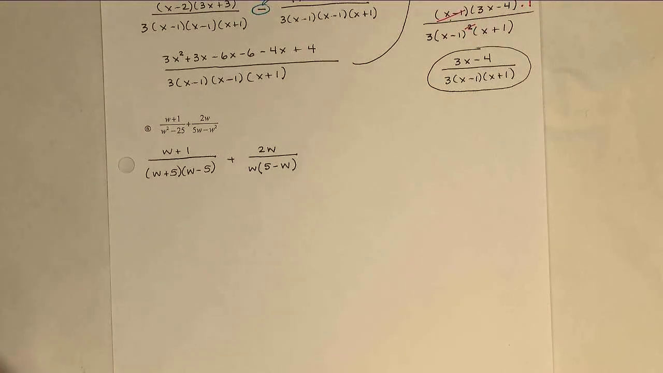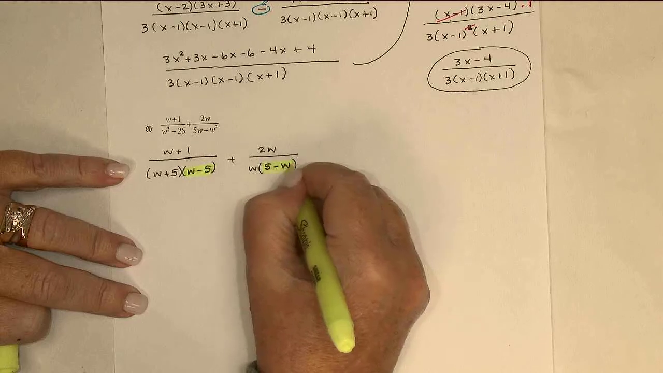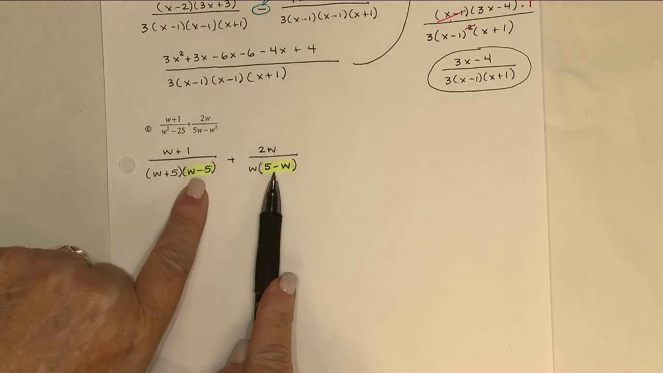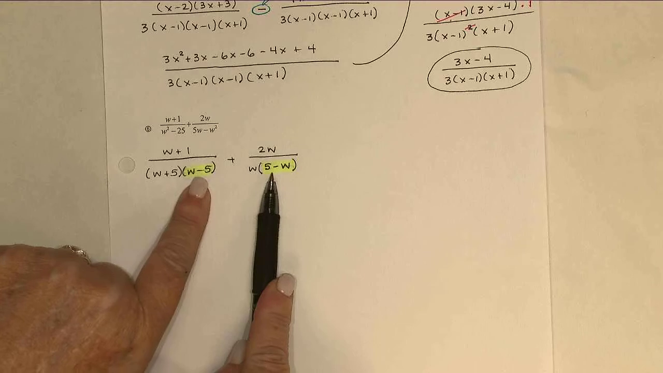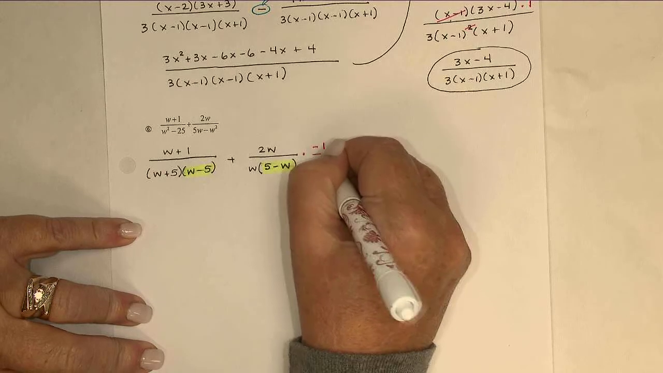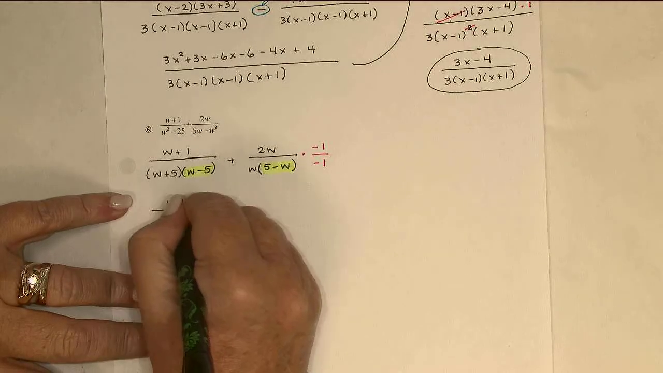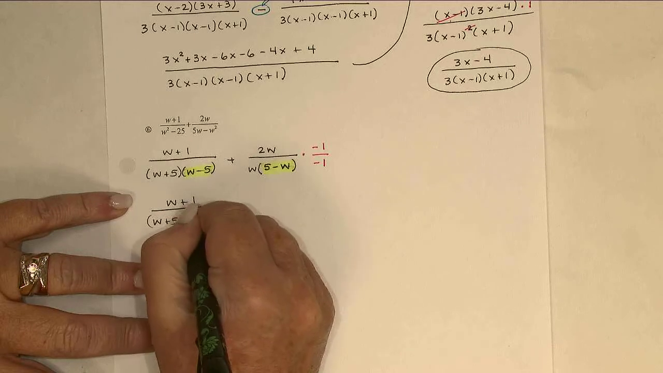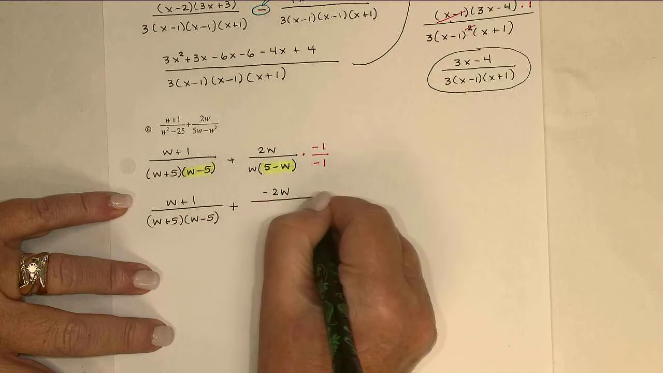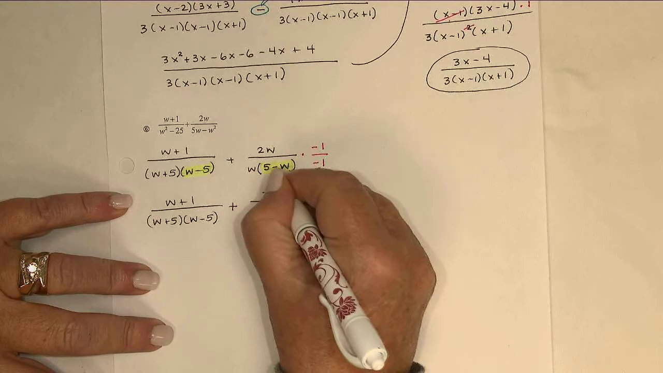Now, before I actually identify my LCD, I'd like to concentrate for a moment on these two very similar factors in the two denominators. We've seen this kind of thing before. In fact, what we know is that one of these is just negative 1 times the other. So rather than use them both as my common denominator, I'm going to choose instead to start by multiplying the second fraction by negative 1 over negative 1. That means I'll have a negative 2w on the top of the first fraction. And down here, I'm going to choose to leave the w the way it is and distribute the negative 1 instead into the parentheses.